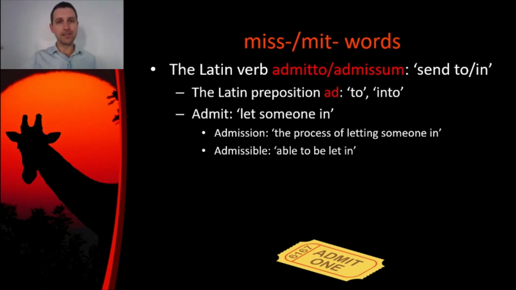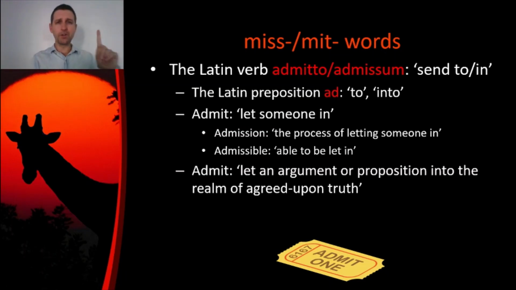Now, unlike the word mess, we haven't really mostly gotten rid of the first context because you can still admit somebody to a movie theater or to a university or wherever. So we totally still use it in the first way. But we also use it a lot in this second way, don't we? Where somebody admits something, which you might be wondering, okay, well, how did this semantic evolution happen? Basically, the original idea of this is that you are letting an argument or a proposition into the realm of agreed upon truth.